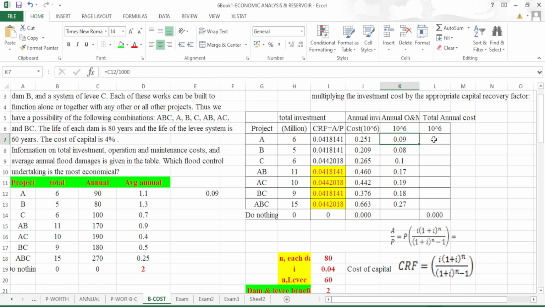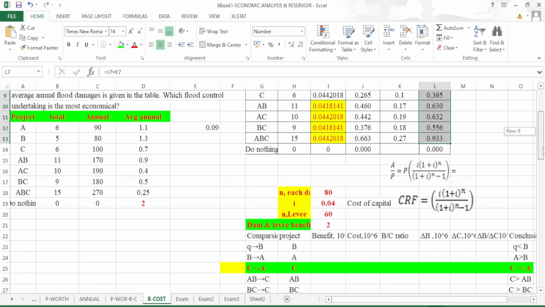Then simply you can estimate the total annual cost from these values, by pressing the equal sign on the keyboard, then this value, the annual investment cost, plus the annual operation and maintenance cost. Then this is the total annual cost for project A. To get it for the remaining projects, you drag down this value like this.